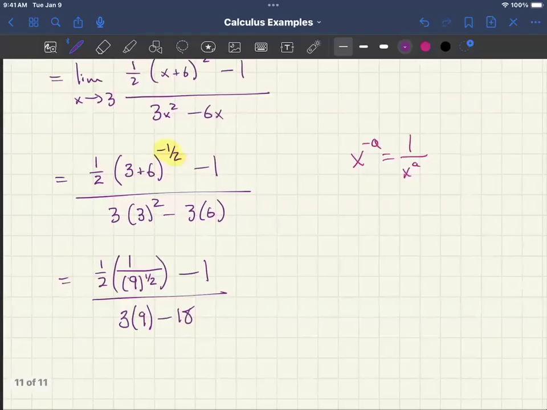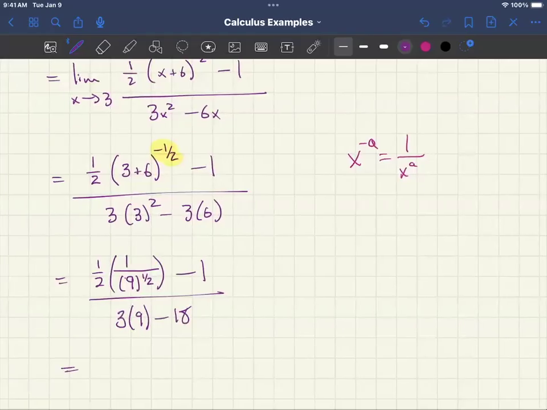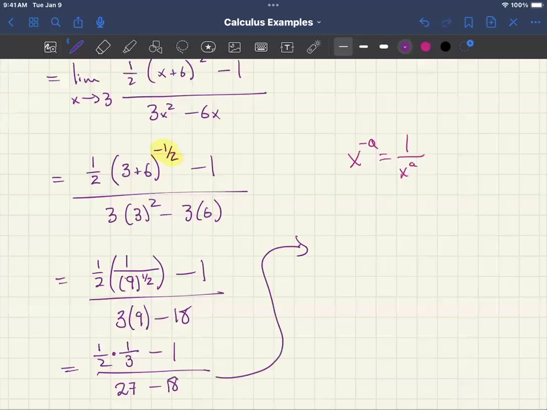And notice we have 3 times, however you want to do this is fine. The denominator is pretty quick from this point, right? Because we see we've got 1/2 on top. The square root of 9 is 3. So that is 1/2 times 1/3 minus 9. 3 times 9 is 27, minus 18. I'm going to keep this on one page here. When we are multiplying our fractions, we are just going to multiply our denominators there. In our numerator, 1 times 1 is 1.